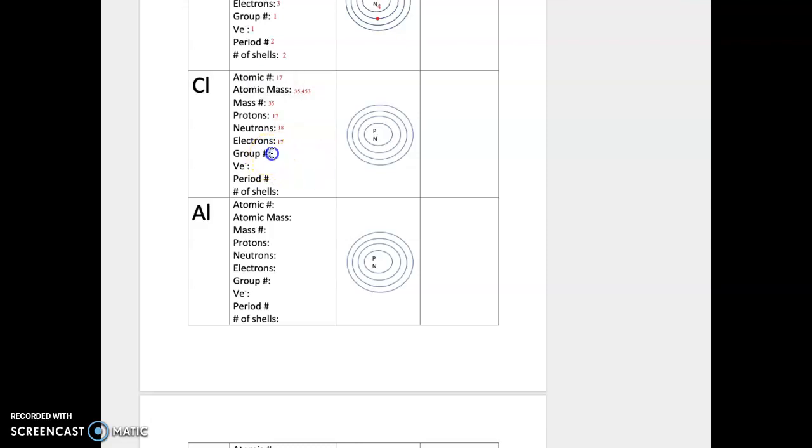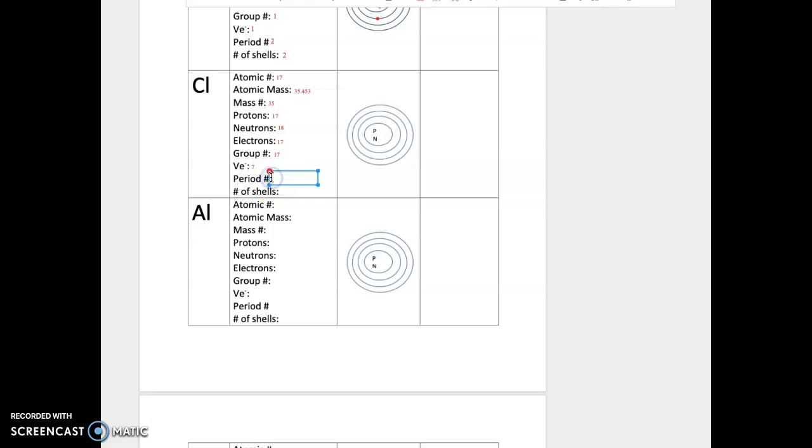We look at our periodic table and we find our group number. We're at the very end, not the last column, but the second to last column. So that's group 17. We can find our valence electrons by dropping the first number in our group number and keeping the second number. So if we have 17, we drop that 1 and it tells us 7. And that's our number of valence electrons.